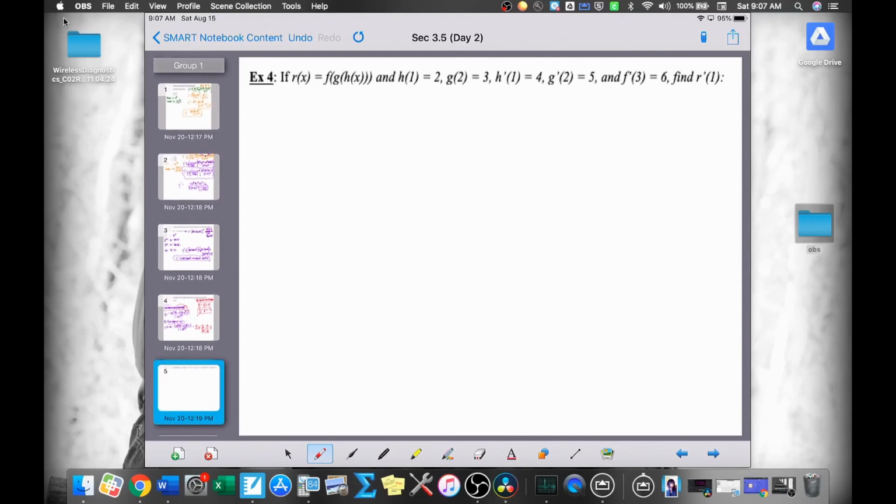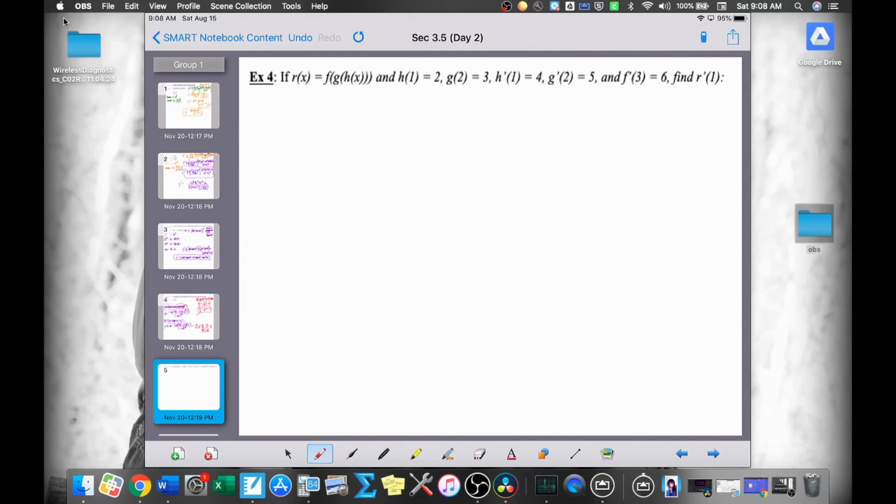The last example, example 4, says that r of x is a composite of 3 different functions. r(x) = f(g(h(x))). And then they give us a bunch of values. They say h(1) is 2, g(2) is 3, h'(1) is 4, g'(2) is 5, and f'(3) is 6. At this point, I have no idea what I'm supposed to do with all that. But my job is to find r'(1). So I know that means that I am supposed to find the derivative of r, and I'm supposed to evaluate it when x is 1.